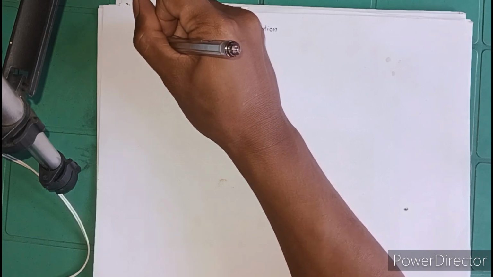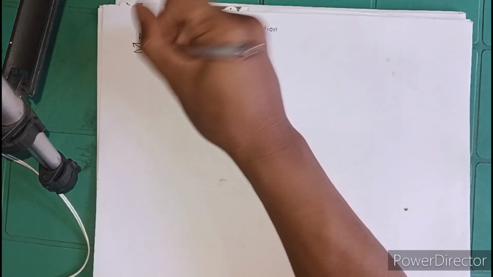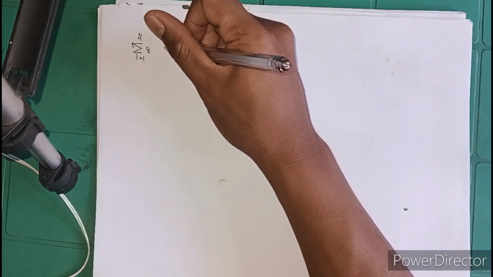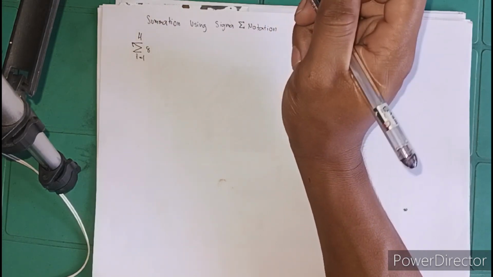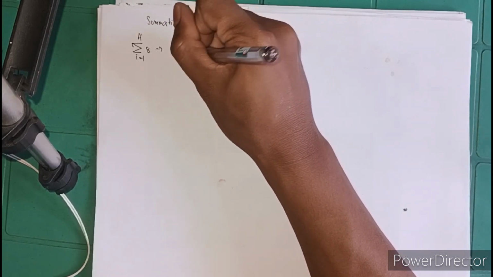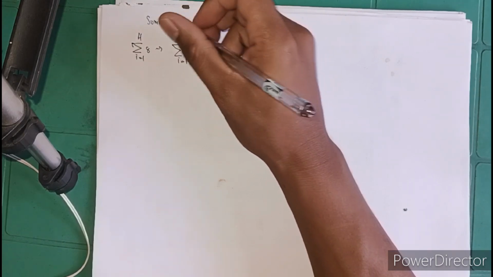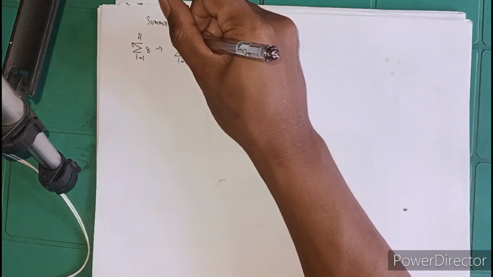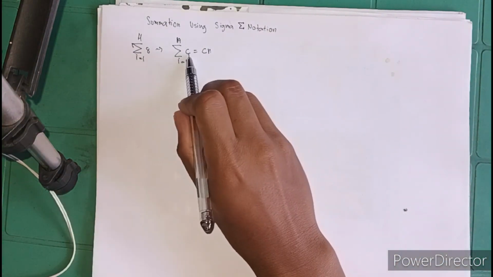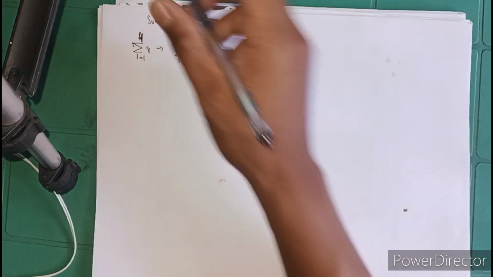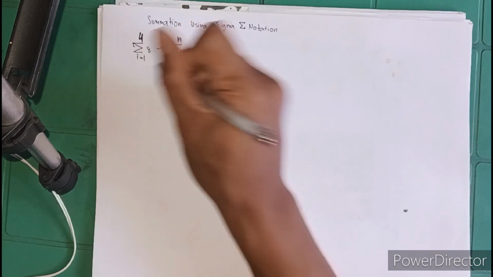4, let's say. So to find the answer for this sigma notation, the summation of i from 1 to n of a constant is equal to the constant times n. Our n is here. So basically our constant is c and our n is 4. This is 4, by the way. So all we need to do is substitute.